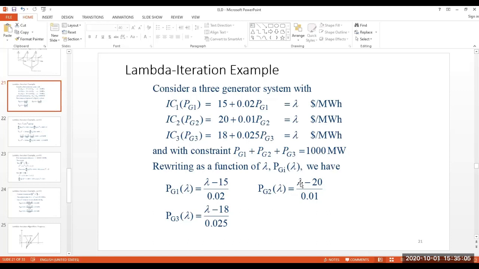This is where the lambda updating will be happening. Accordingly, your PG1, PG2, and PG3 will be updated. And at some point of iteration, your demand will be almost or exactly matched, depending on your tolerance value. This is how the algorithm will work.